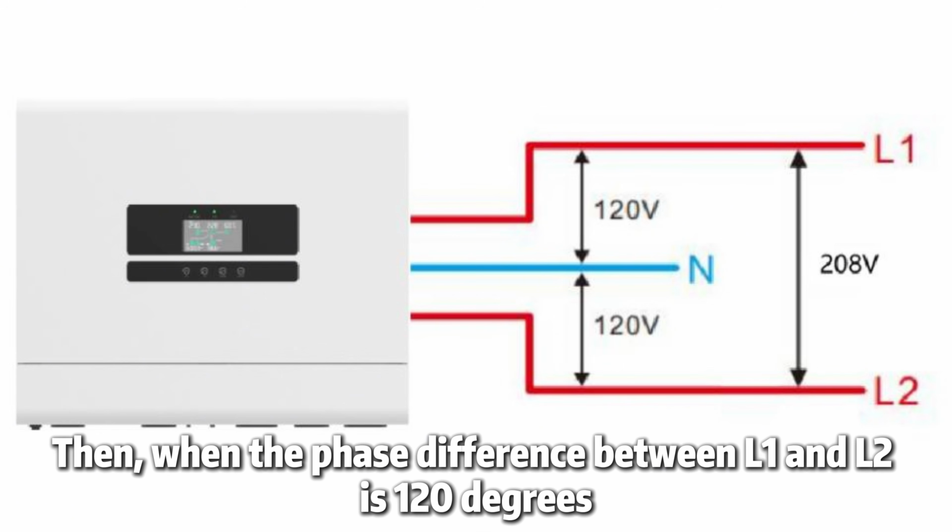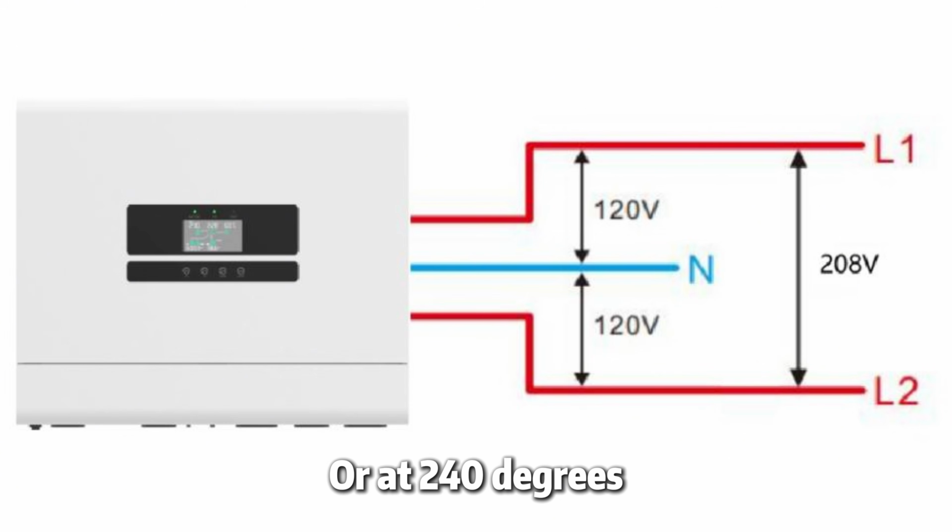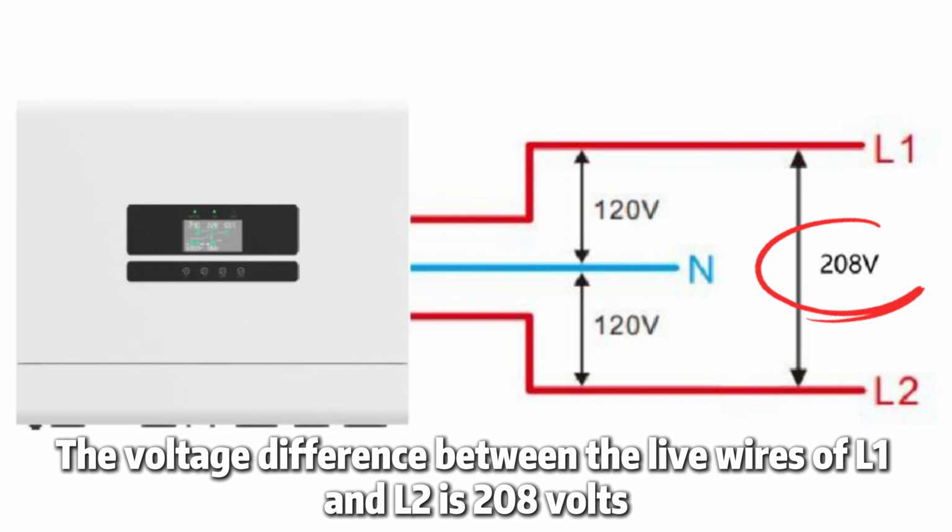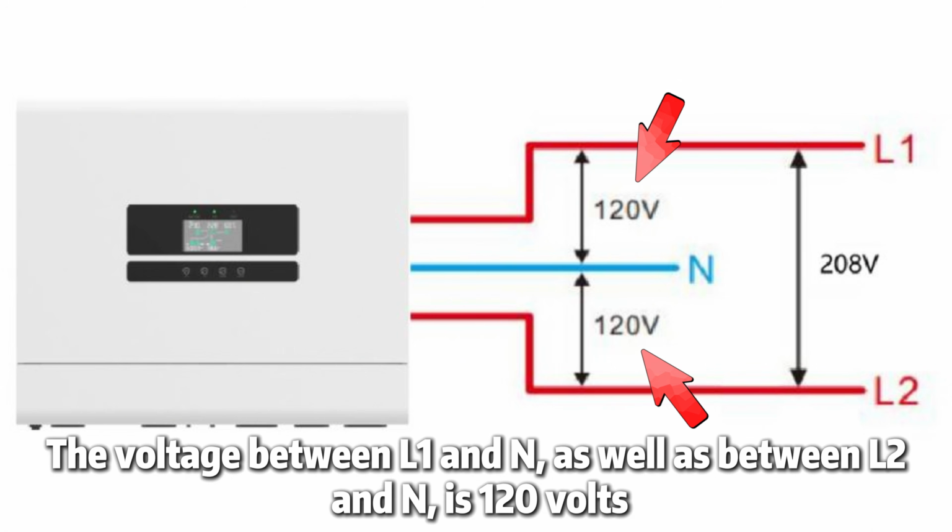Then, when the phase difference between L1 and L2 is 120 degrees, or 240 degrees, the voltage difference between the live wires of L1 and L2 is 208 volts. The voltage between L1 and N, as well as between L2 and N, is 120 volts.